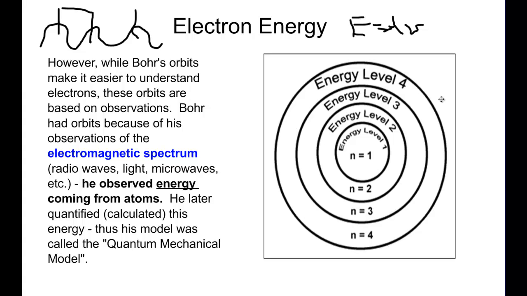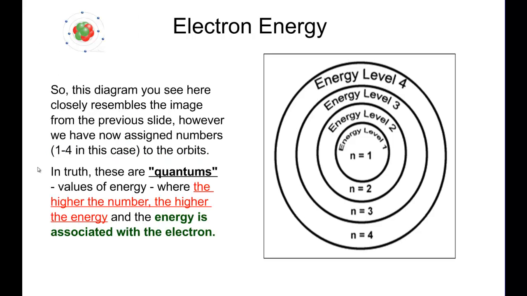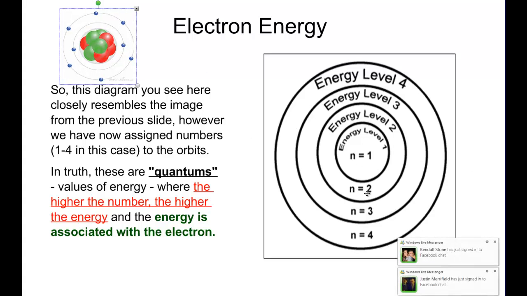These are very, very similar to pretty much all the models you've seen so far. So you can see this diagram closely resembles this other diagram here. Okay, they're very similar, but this one we've assigned some numbers to. We've quantified these orbits. So we have 2 orbits here and 4 orbits here.